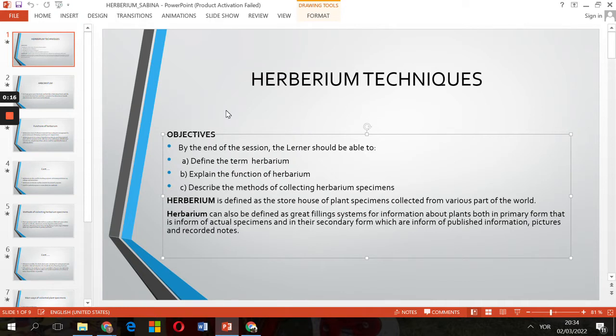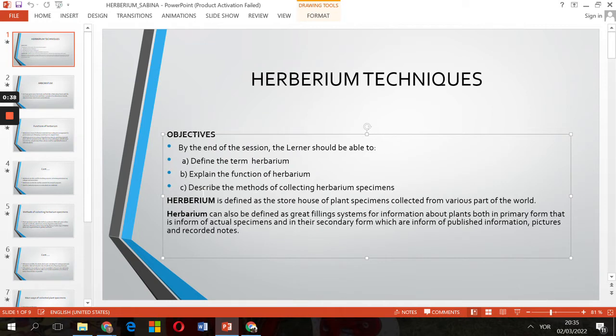Welcome to our lesson, which is Herbarium technique, and we are going to meet the following objectives. By the end of the session, the learner should be able to: one, define the term herbarium; two, explain the function of herbarium; and the last one, describe the methods of collecting herbarium specimens.